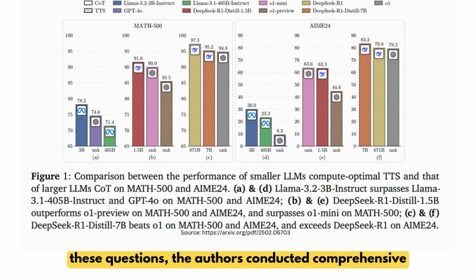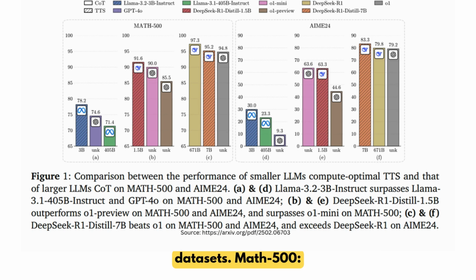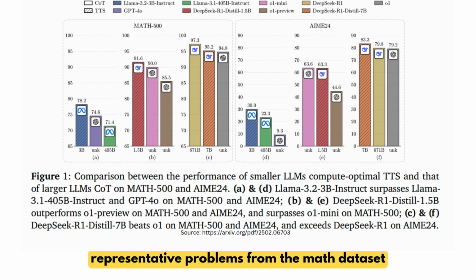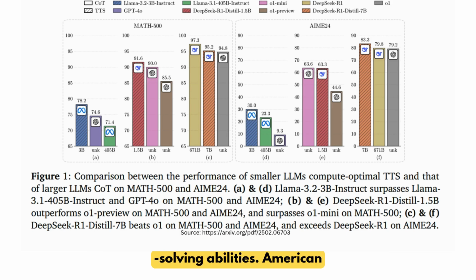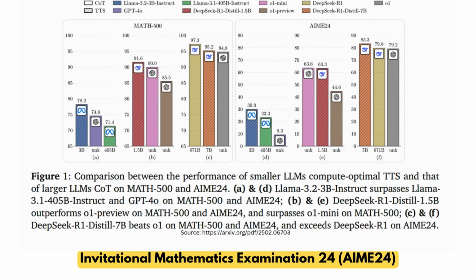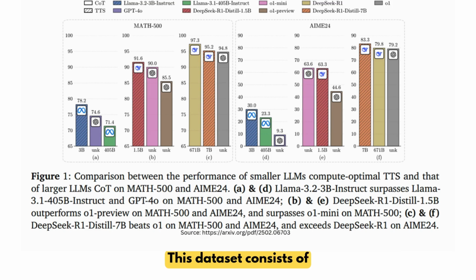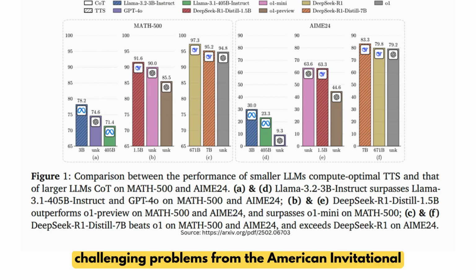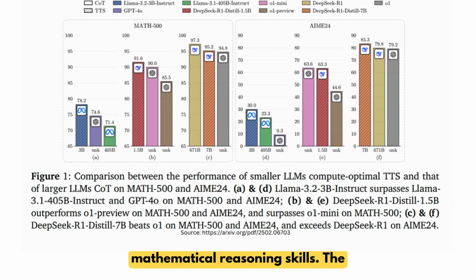To investigate these questions, the authors conducted comprehensive experiments on two mathematical reasoning datasets. Math 500. This dataset comprises 500 representative problems from the math dataset, designed to assess mathematical problem-solving abilities. American Invitational Mathematics Examination 24. This dataset consists of challenging problems from the American Invitational Mathematics Examination, requiring advanced mathematical reasoning skills.